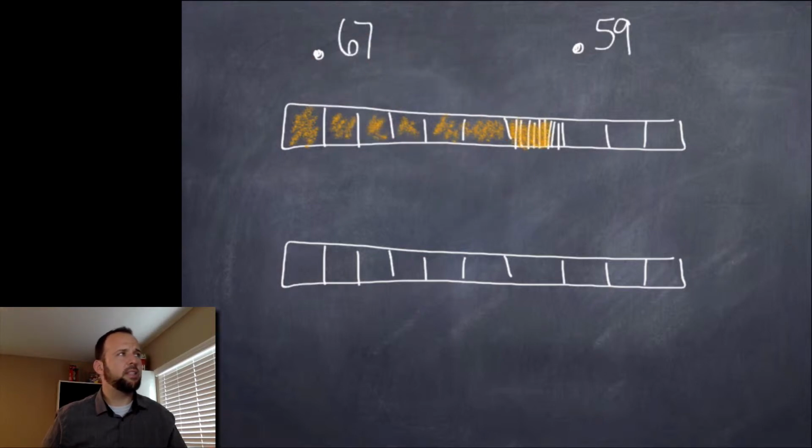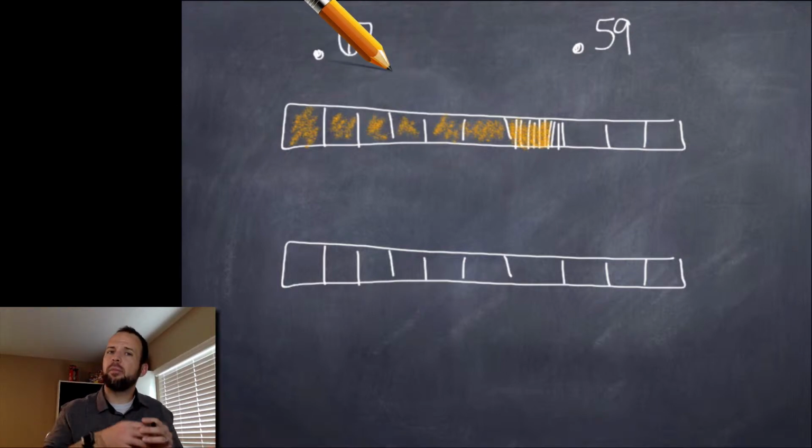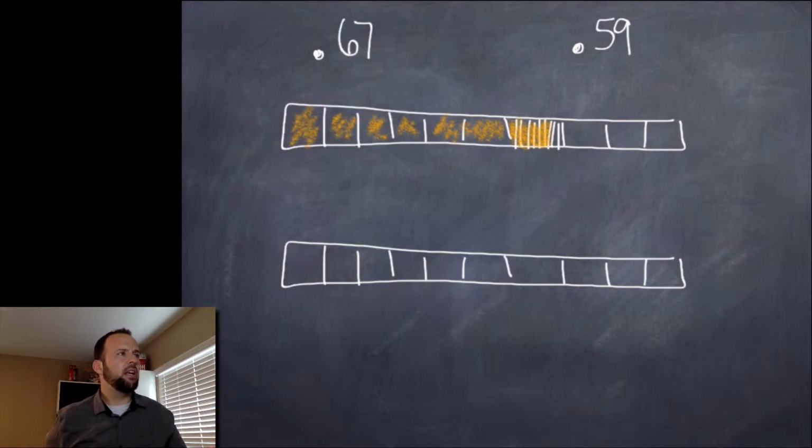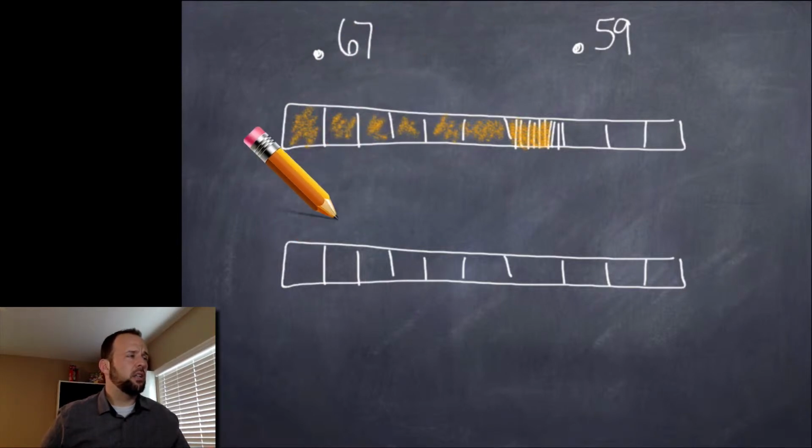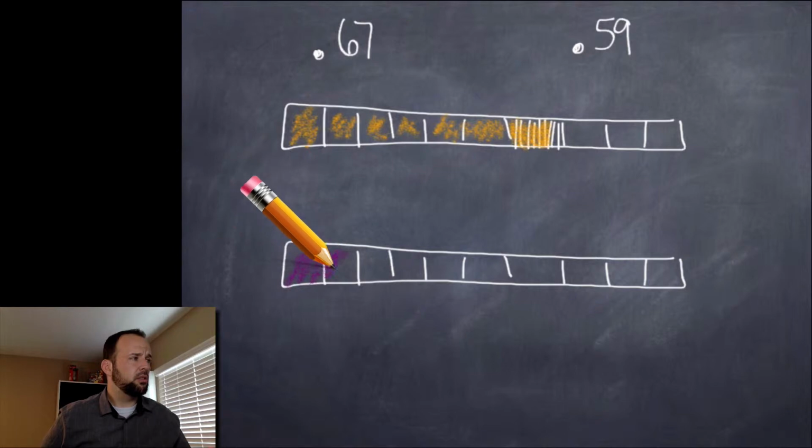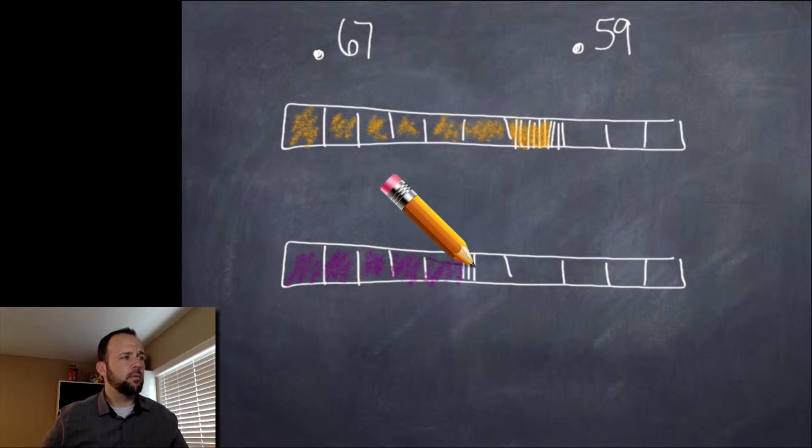There we go. So there's my 67 hundredths represented on this tape diagram, this meter stick, whatever you want to call it. It's just representing it visually in a length way, all right? If I did the same thing here for my 59 hundredths, I would have 5 tenths, 1, 2, 3, 4, 5 tenths, and 9 hundredths.